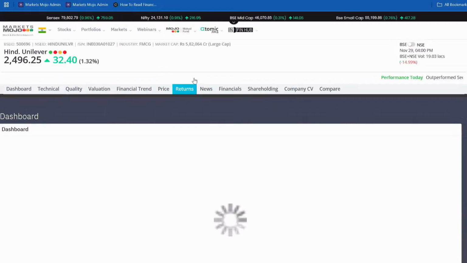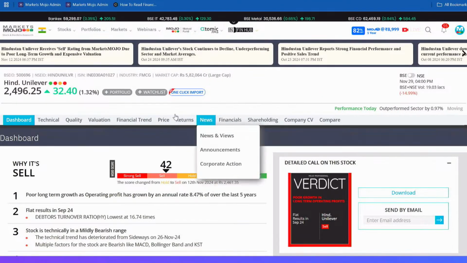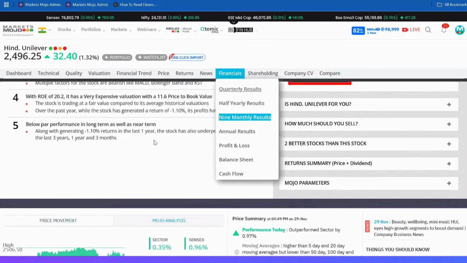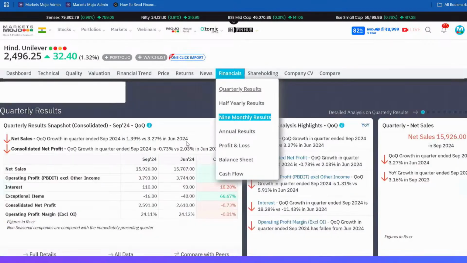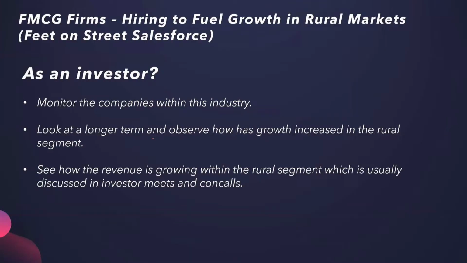You have to go about in these companies, FMCG, and look at the revenue of these companies. Here you can see within the rural space. Now this kind of data is usually available in investor con calls. It's not actually available for all the companies in the presentations as well.